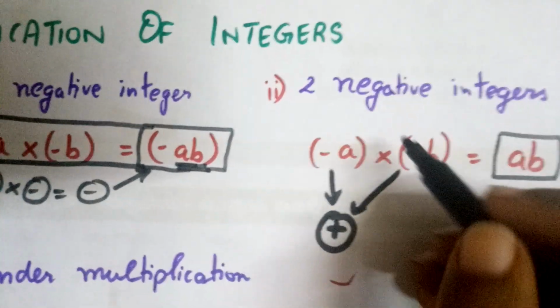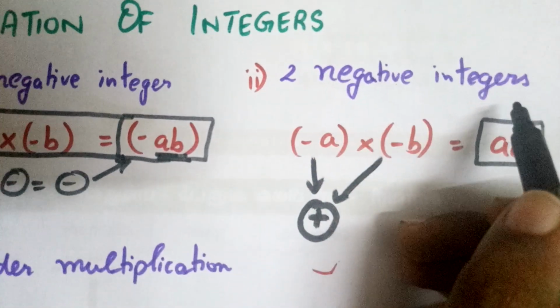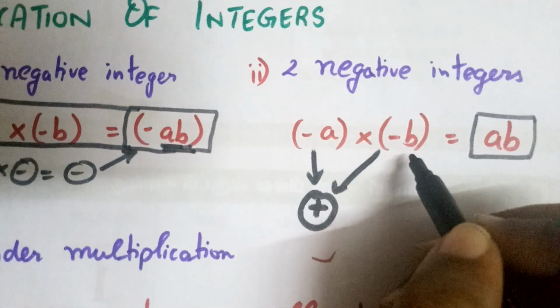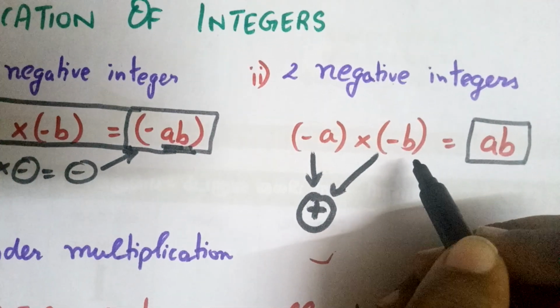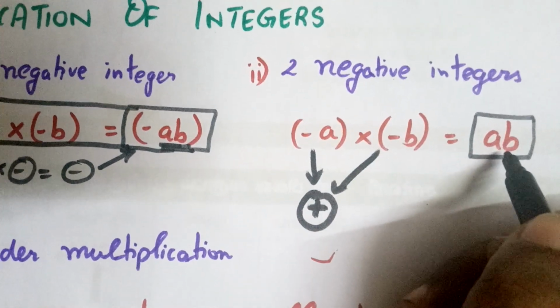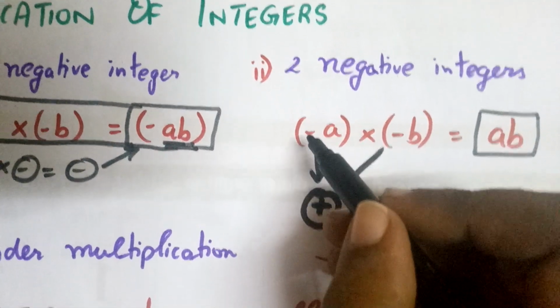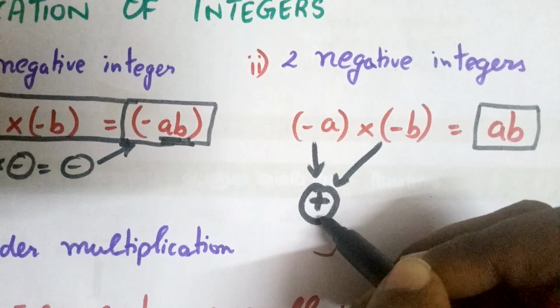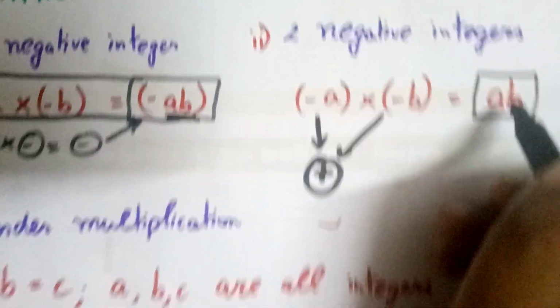Next concept. The multiplication of two negative integers. Minus a into minus b. Again you have to consider these two as whole numbers and first multiply the whole numbers. It gives you ab. And then the signs. Negative into negative gives you a positive sign. So the product here is plus ab.